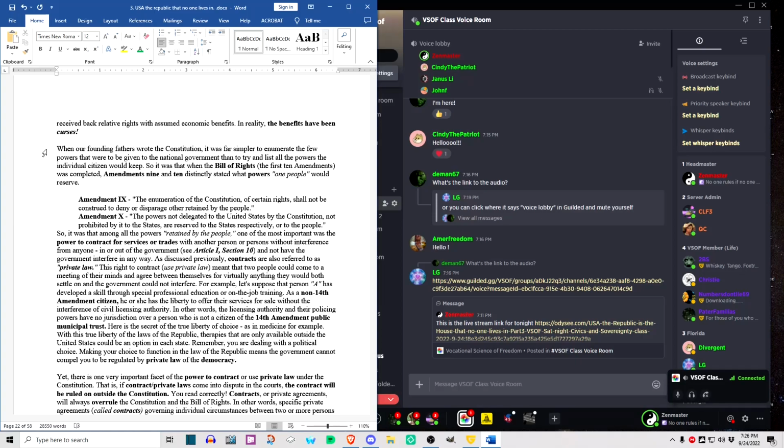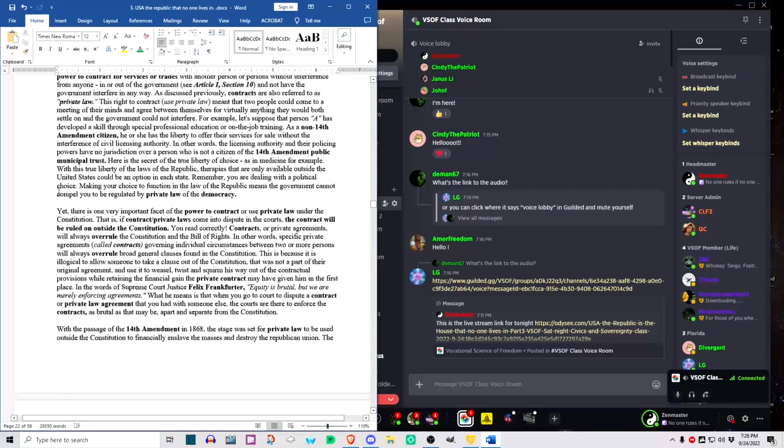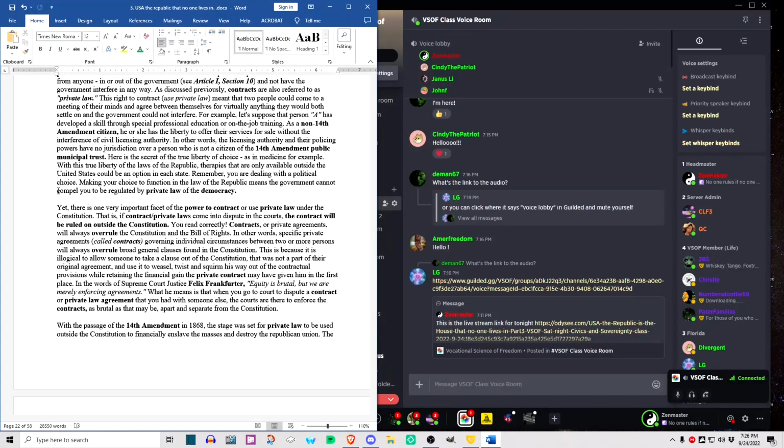Remember, you are dealing with a political choice. Making your choice to function in the law of the Republic means the government cannot compel you to be regulated by private law of the democracy, which is what they created later in 1871 was the D.C. Municipal Act, I believe, but don't hold me to that. It was the early 1870s. I just can't remember exactly the date. Maybe somebody in chat wants to throw it in there for me to remind me.